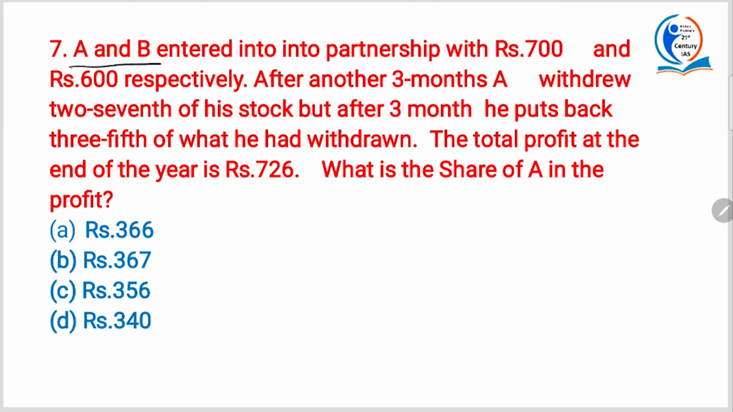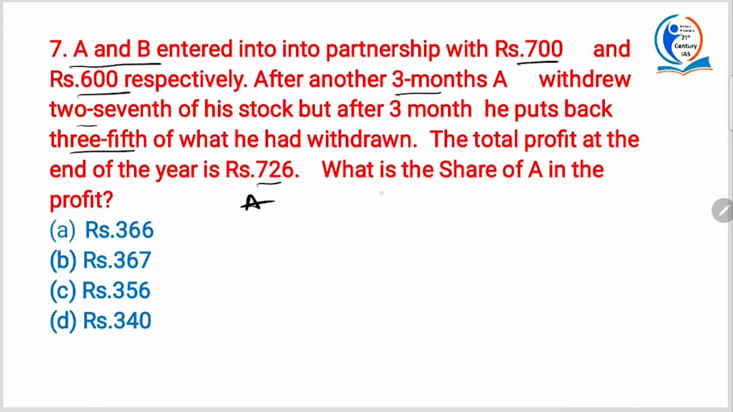A and B entered into a partnership with rupees 700 and 600 respectively. After another 3 months, A withdrew 2/7 of his stock, but after 3 months, he put back 3/5 of what he had withdrawn. The total profit at the end of the year is rupees 726. What is the share of A in the profit?